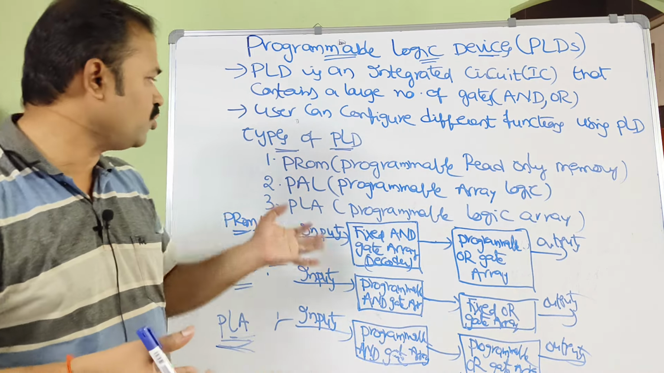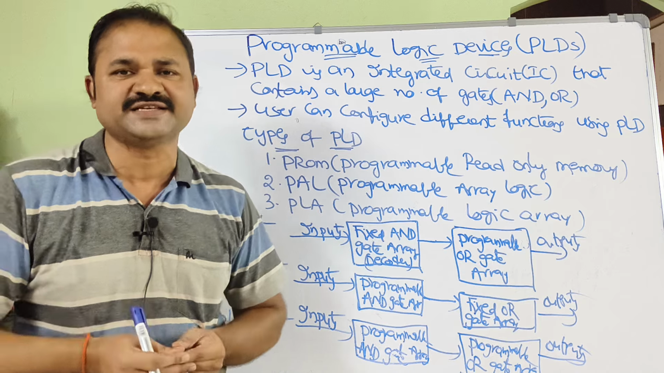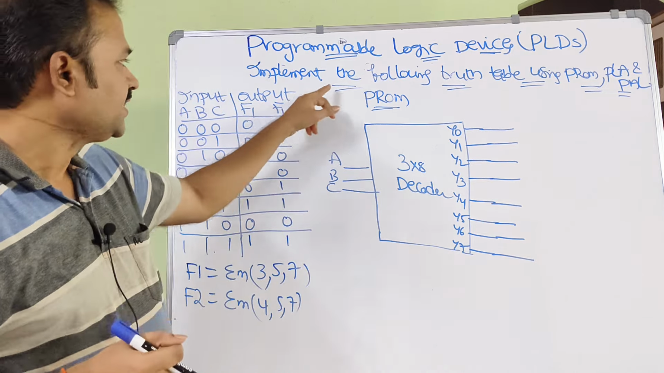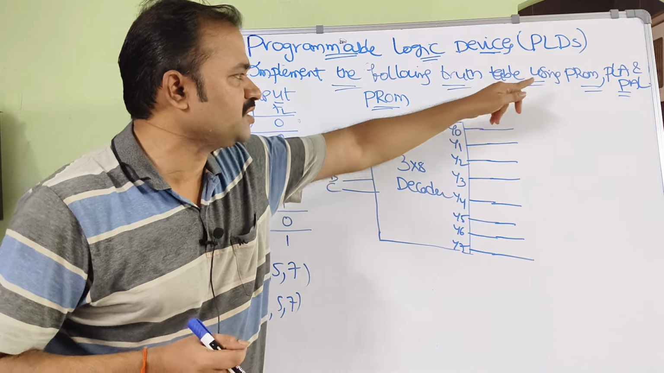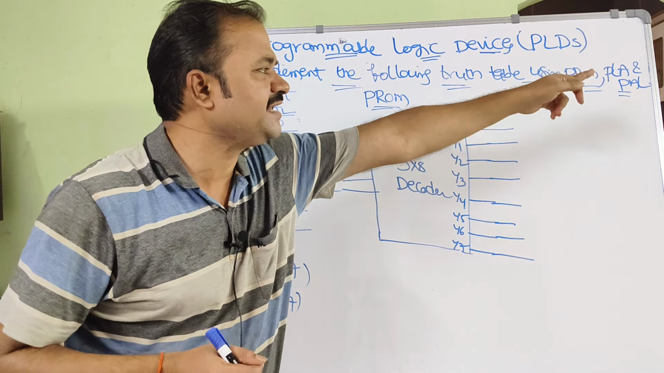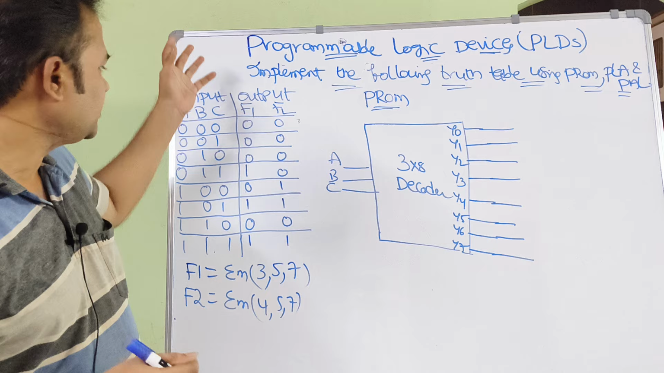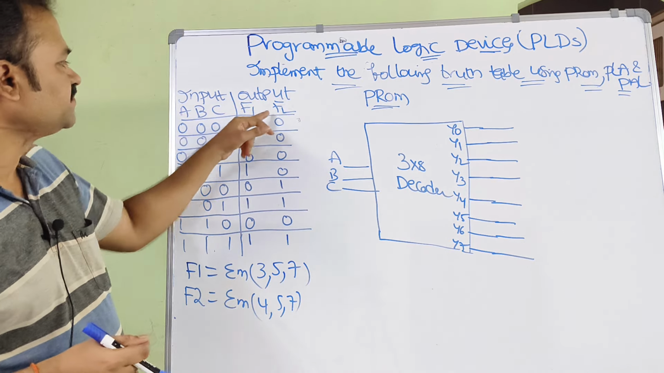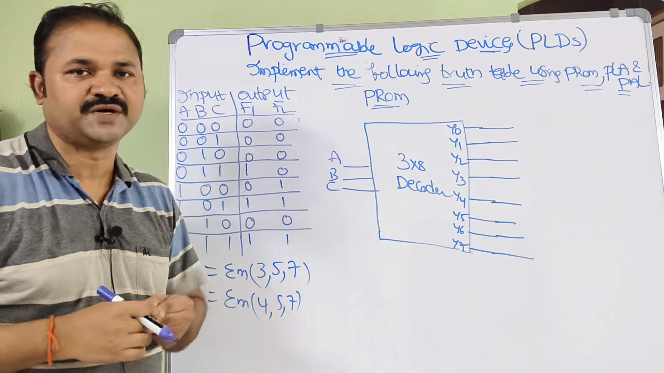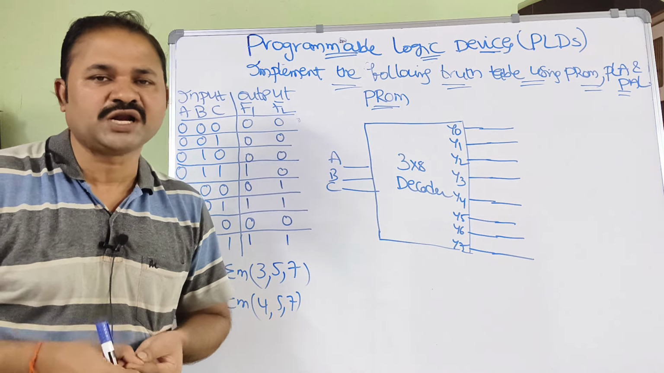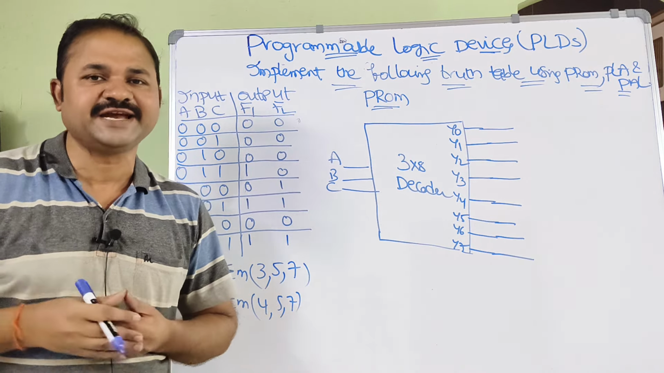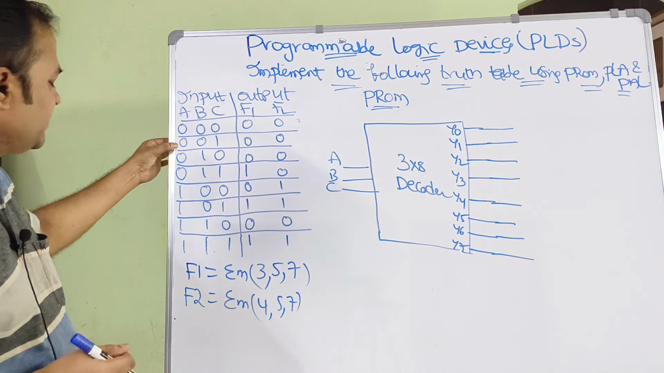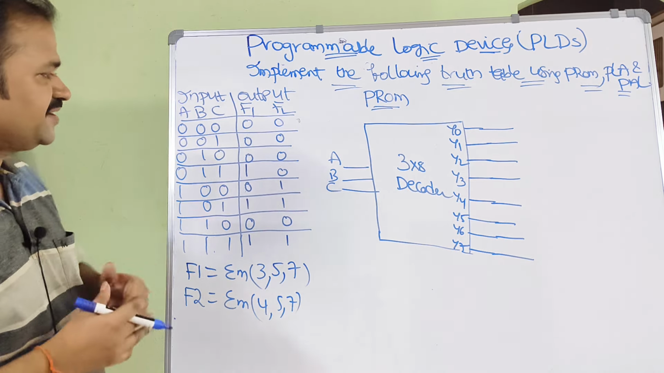Now let us discuss these three programmable logic devices with the help of an example. Now let us see the problem. Implement the following truth table using PROM, PLA and PAL. Here we have the truth table. The inputs are A, B, C, and the outputs are F1 and F2. We have three inputs, so totally we will have 2^3, that is 8 combinations. The first one is 0 in decimal, next 1, and the last one is 7 in decimal.